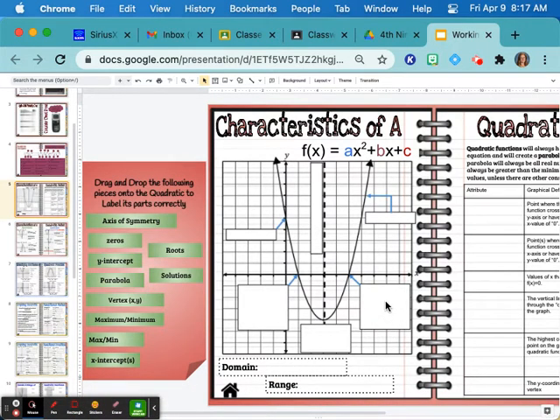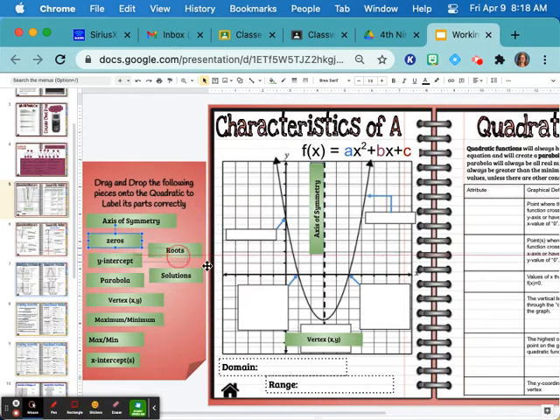All right, so based on what I've given you, what we've talked about, let's go ahead and label the items. We know where the vertex is, right? On this one, it's here. That's what, 3, -4? So go ahead and drag that over. Axis of symmetry. We're going to have to do a little rotation here and move it right here. Drag and drop, guys.